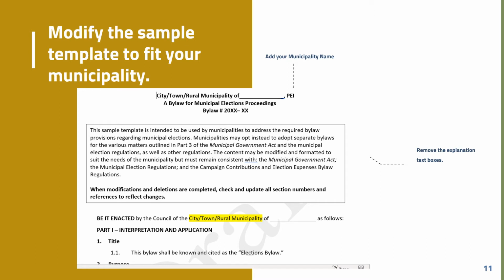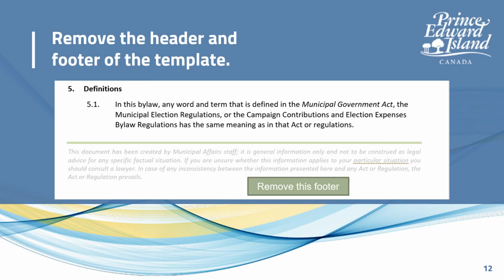You need to modify the sample template to fit your municipality. So you need to add the municipal name and you need to remove any explanation text boxes. You will need to remove the header and the footer out of the template before submitting.